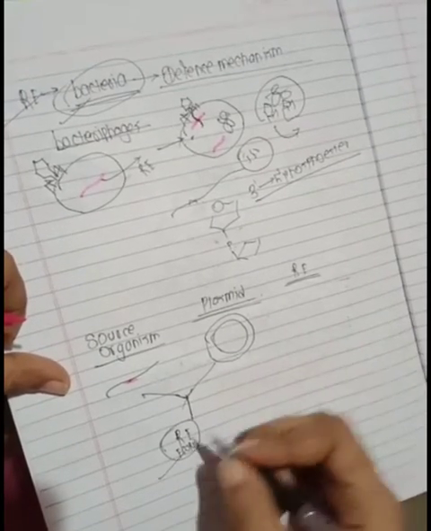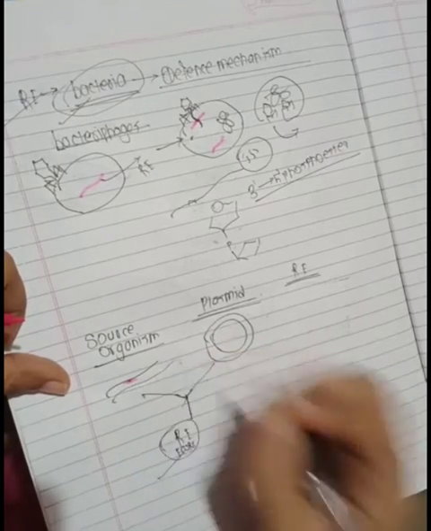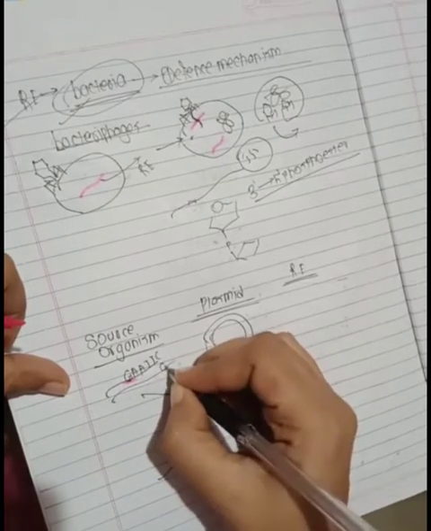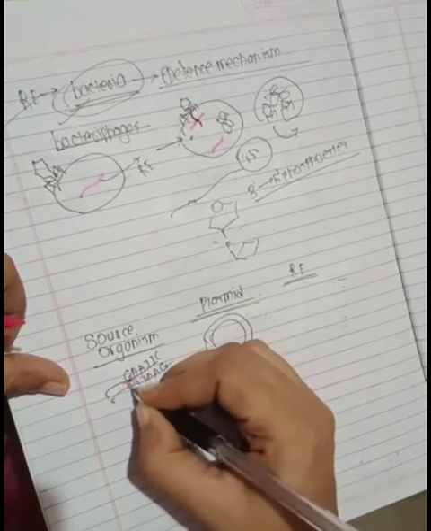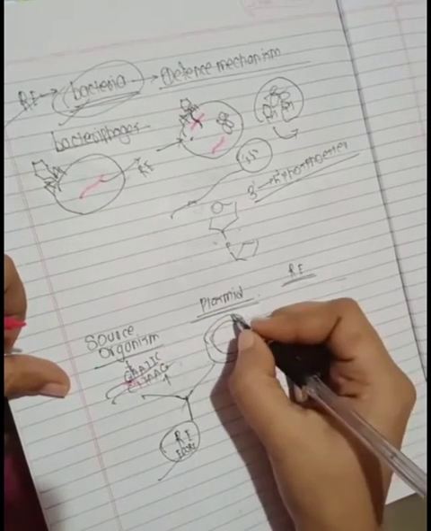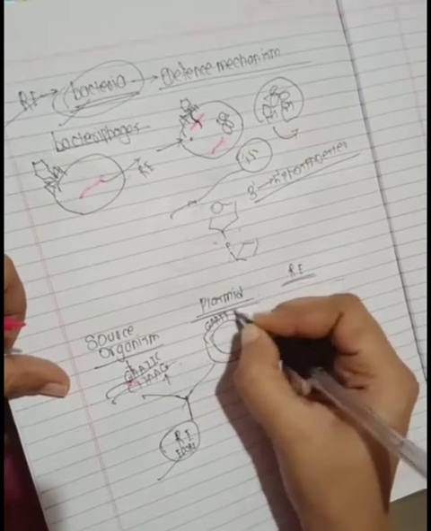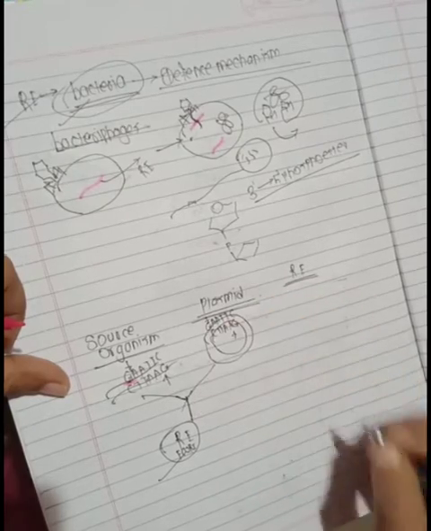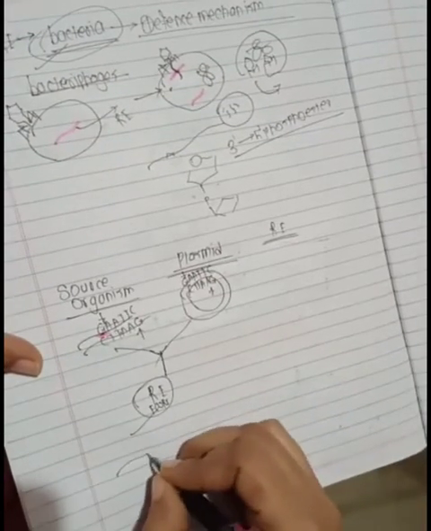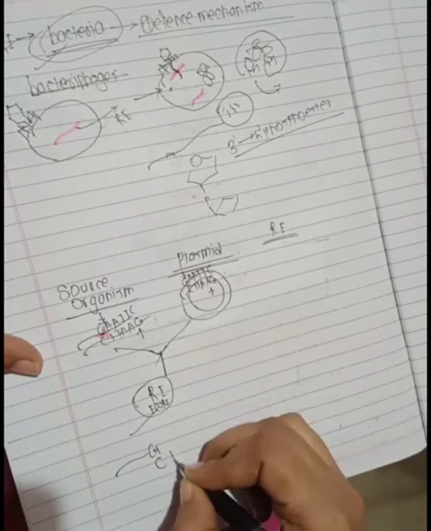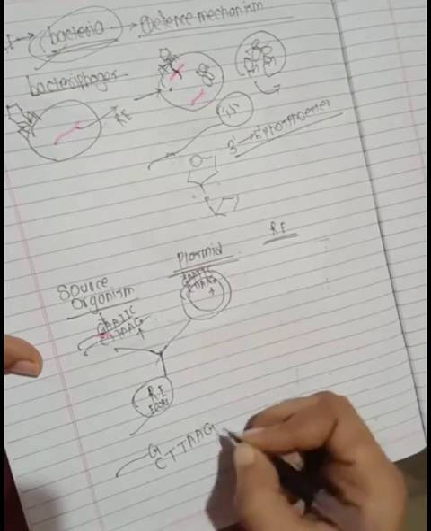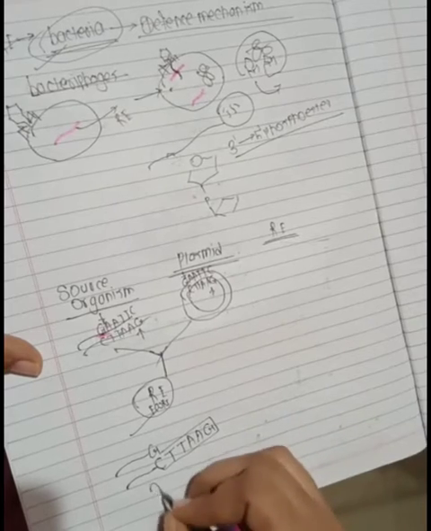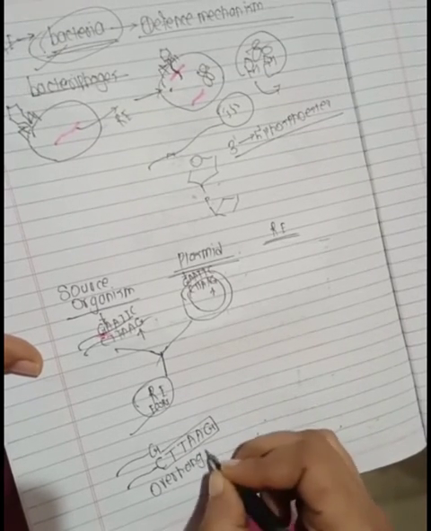This restriction enzyme will find the recognition sequence here and here: GAATTC, GAATTC. It will make a cut here also. So what will be your final result? G, and C T T A A G. You will see that these are called overhangs or sticky ends.